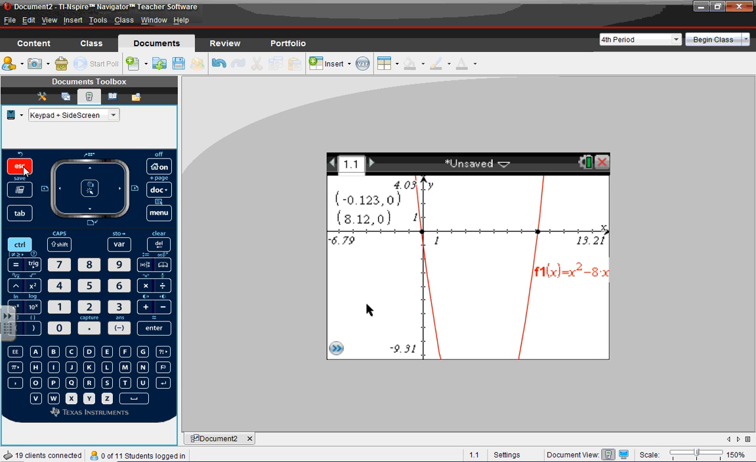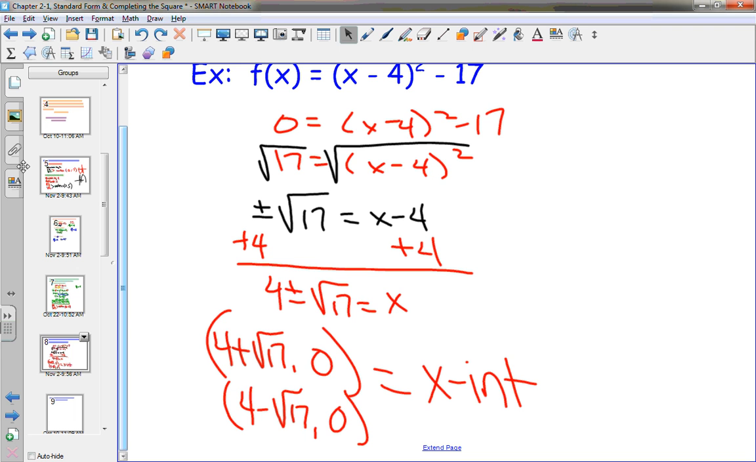Which version do you want to change? Like that or like that? I never want them in decimal version. I always want them in radical form, because radical form is going to be your best way whenever it comes to multiple choice on a test or something like that. That's what you're going to do. Okay? Yep, that's 4 plus the square root of 17 and 4 minus the square root of 17.